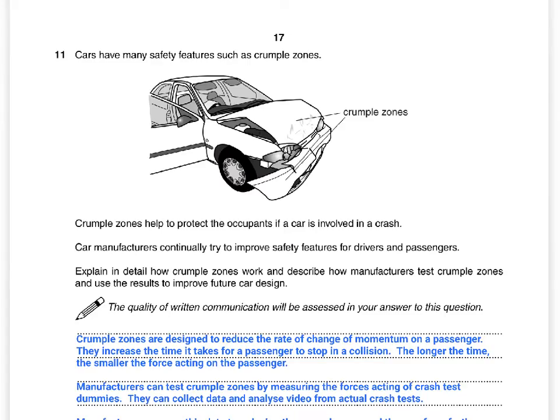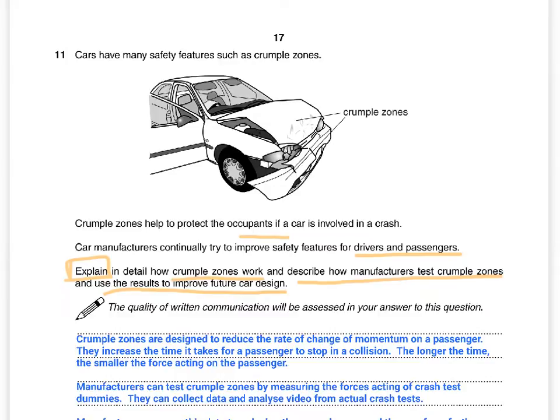Question 11. Cars have many safety features such as crumple zones. Crumple zones help to protect the occupiers of a car if they're involved with the crash. Car manufacturers continually try to improve safety features for drivers and passengers. Explain in detail how crumple zones work. Describe how manufacturers test crumple zones, and then how they use their results to improve the future car design.